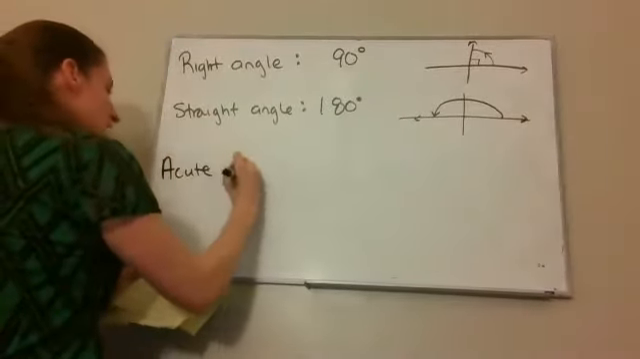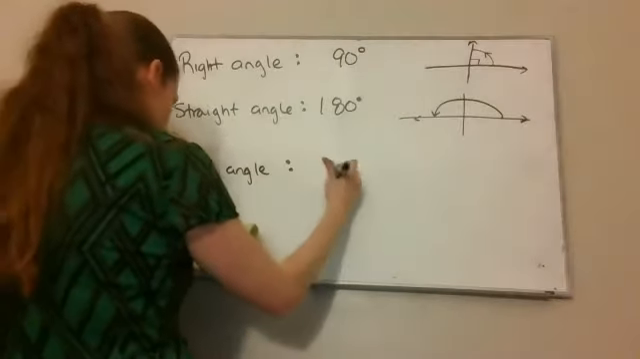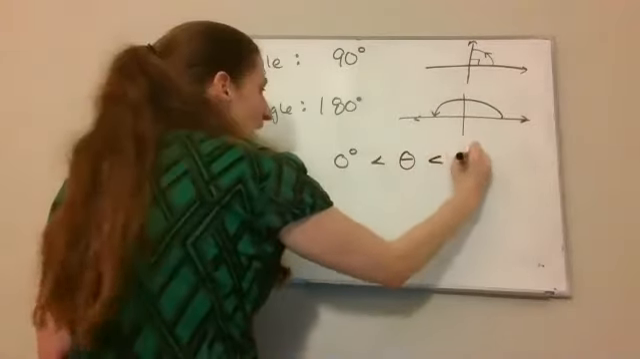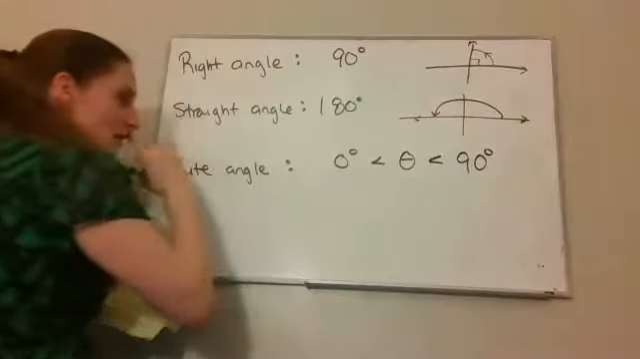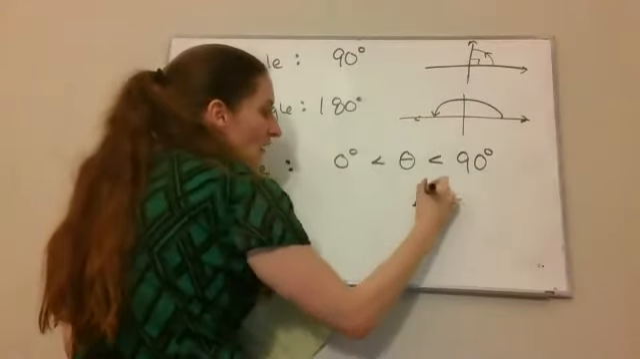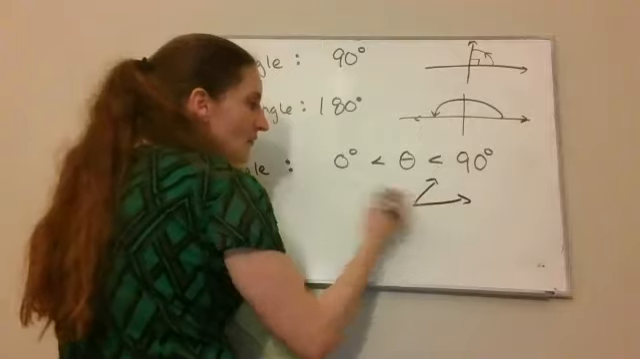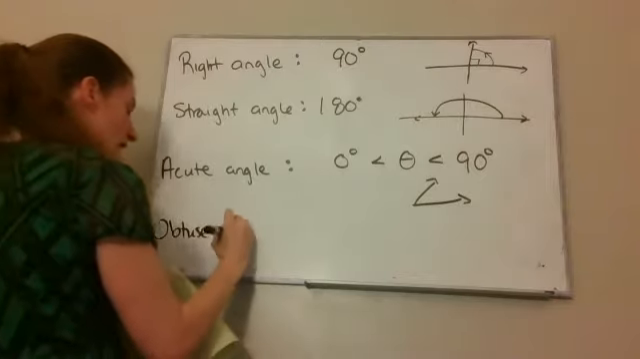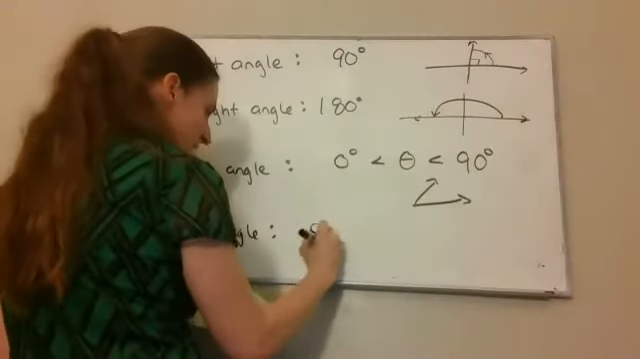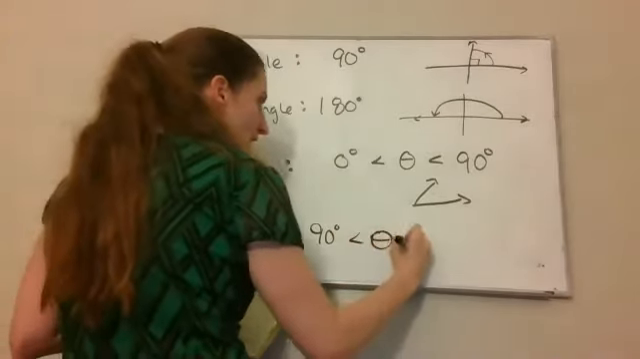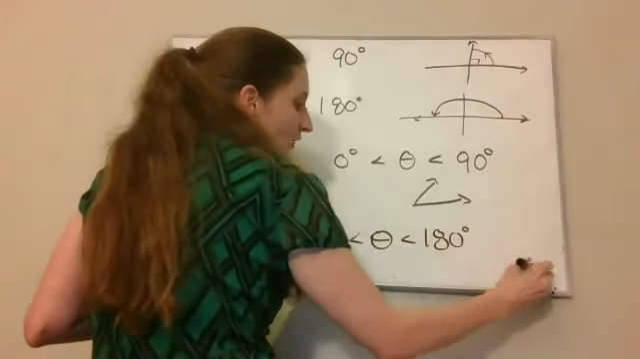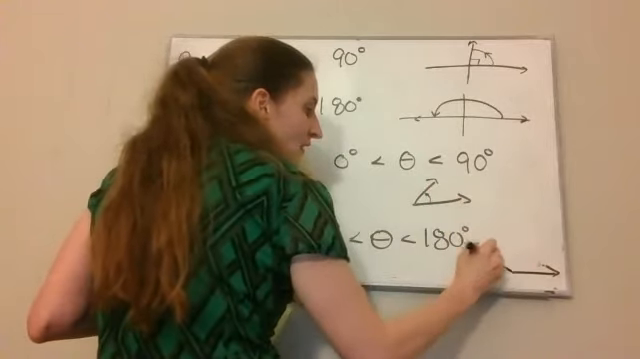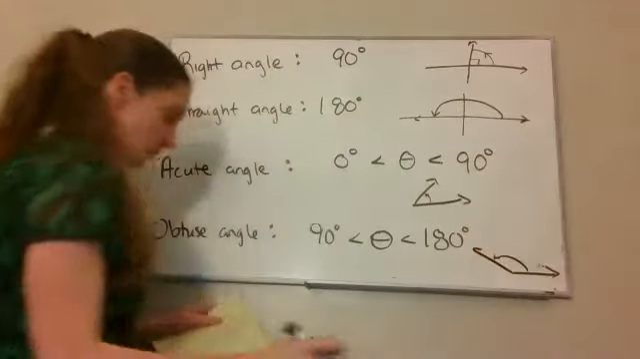Acute angles are between 0 degrees and 90 degrees. So an acute angle would look something like this. And then an obtuse angle is between 90 degrees and 180 degrees. So an obtuse angle looks something like this.